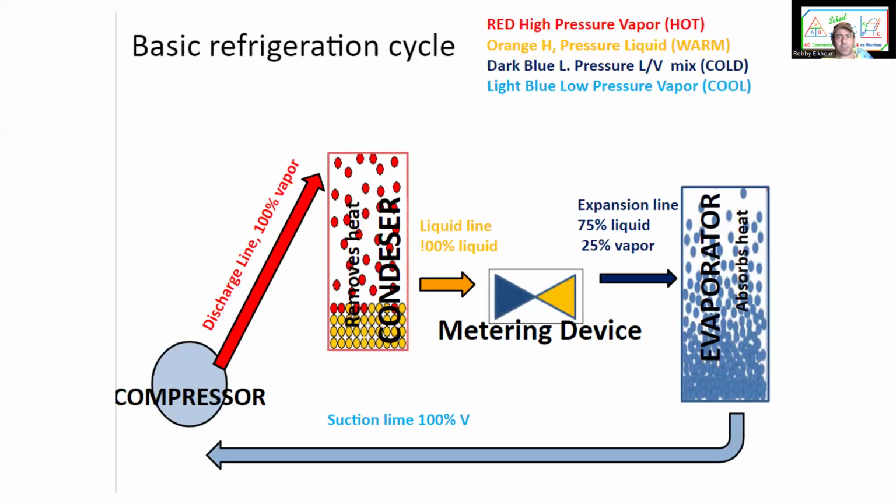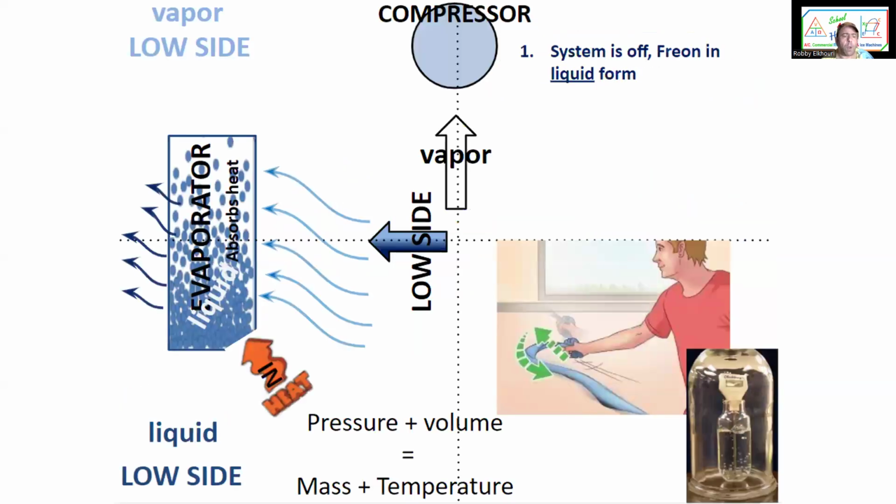So for the basic refrigeration system, I like to do the red as the high pressure vapor, hot. The orange is the high pressure liquid, warm. Dark blue is the liquid vapor mix, cold, and light blue is 100% cool vapor. Now we have a diamond. The top side is the vapor side, and the left side is the low side.